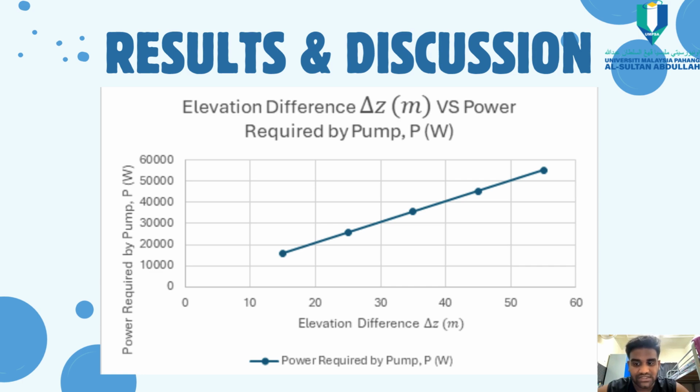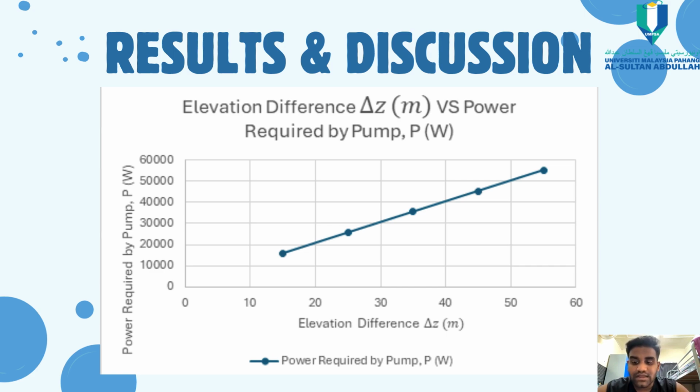This trend means that more energy input is needed if the crude oil is to be raised to higher elevations. The observed increase in power requirement can be explained by the principles of fluid mechanics and energy conservation. As the difference in elevation increases, the pump must work harder against gravity to raise the crude oil to a higher potential energy level. The change of the gravitational potential energy of the fluid is proportional to the difference of elevations.